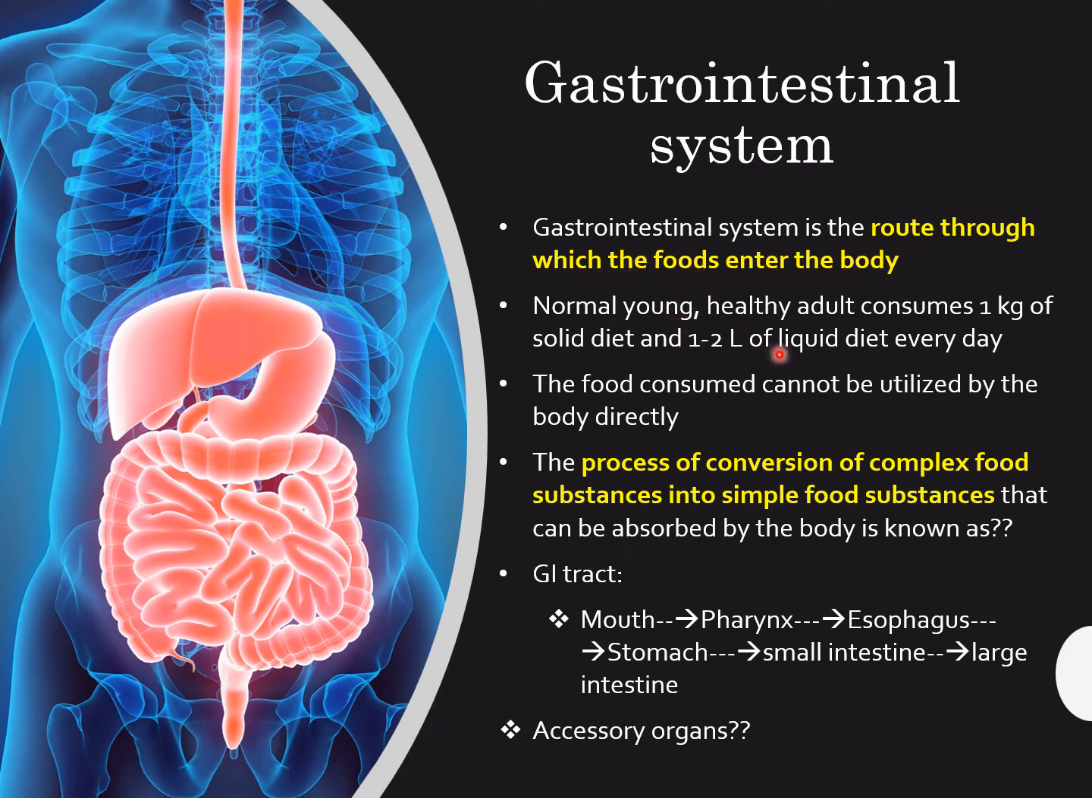A normal young healthy adult consumes 1 kilo of solid diet and 1 to 2 liters of liquid diet every day. The food consumed cannot be utilized by the body directly. Tak boleh makan terus lah. The process of conversion of complex food substances into simple food substances that can be absorbed by the body is known as what?